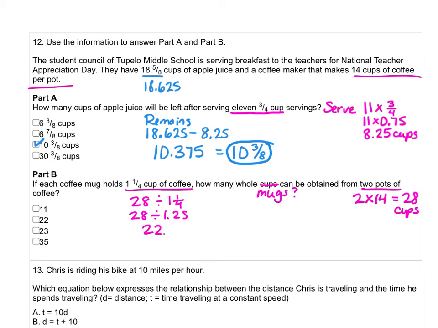And I get 22.4. So it'll hold 22 and then a little more, but it's asking for whole mugs, so it's only going to hold 22. It can't hold 23, that would be too much. It can only hold 22.